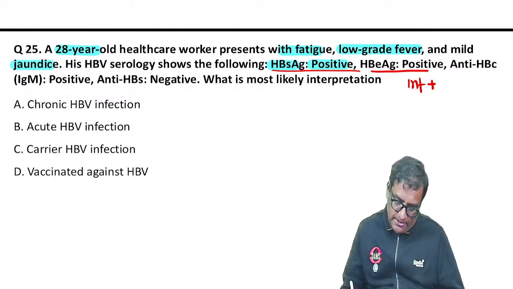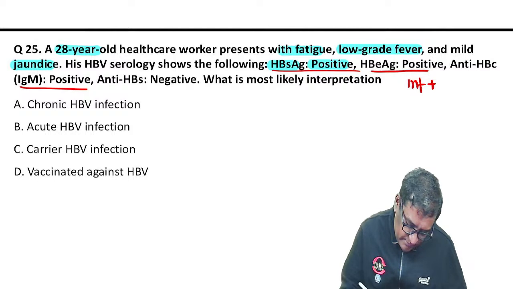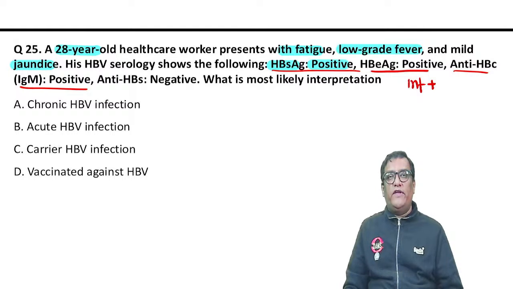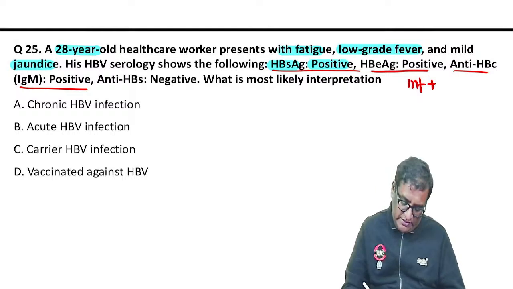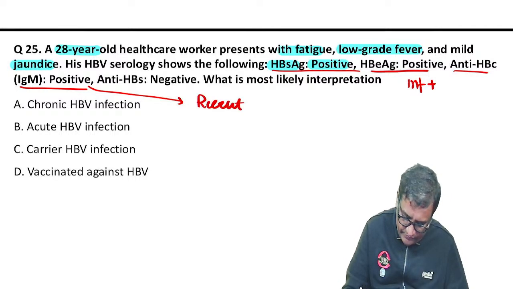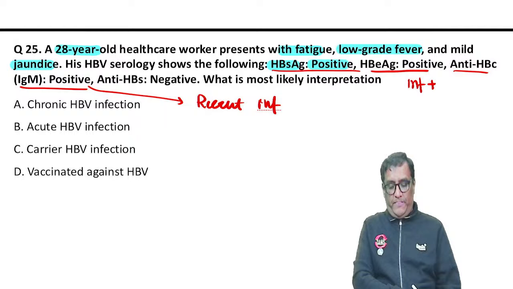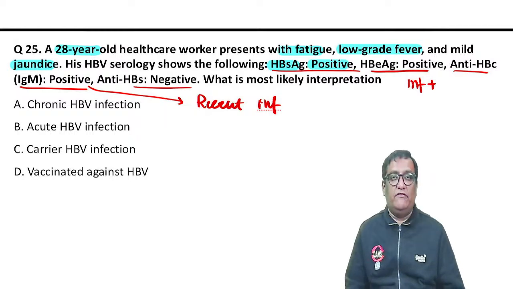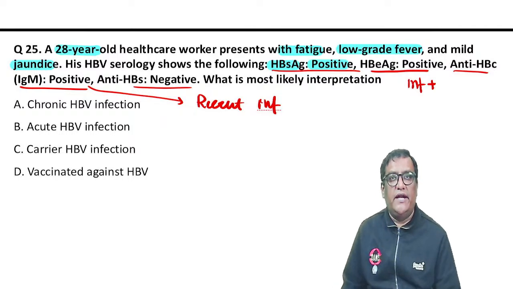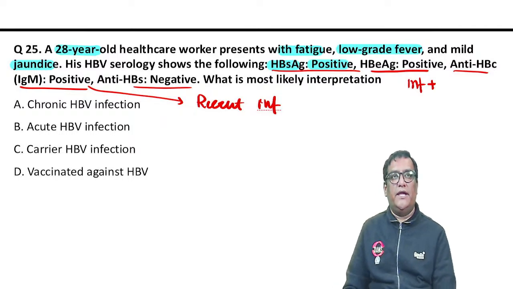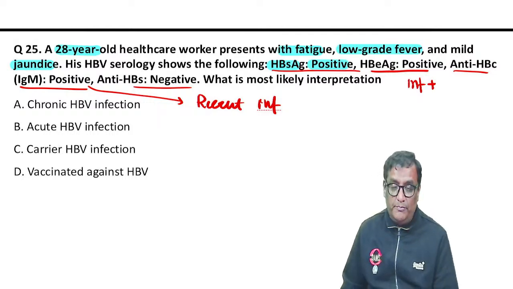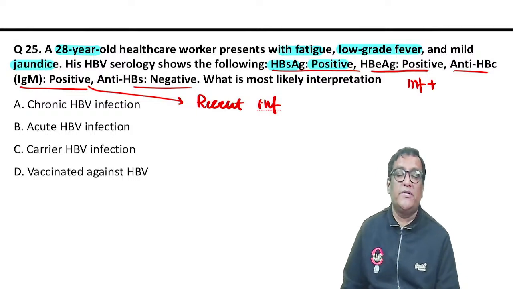Okay, next, anti-HBc IgM positive. What is anti-HBc IgM positive? So very, very important. Anti-HBc IgM positive suggests it is a recent infection. It is a recent infection if it is IgM. And anti-HBs negative. So what does anti-HBs tell us? Anti-HBs is negative here. Usually it will be in patients who are exposed to antigen, and it usually appears later.